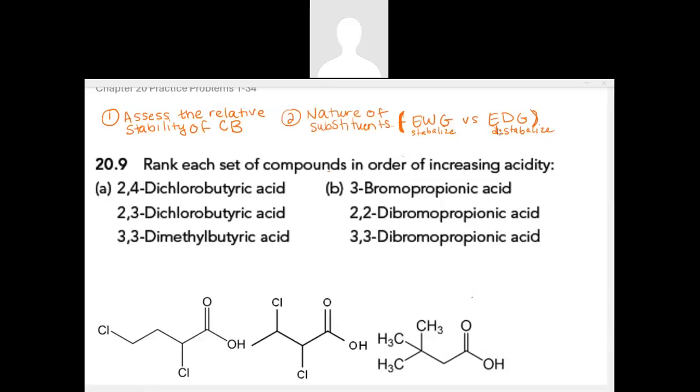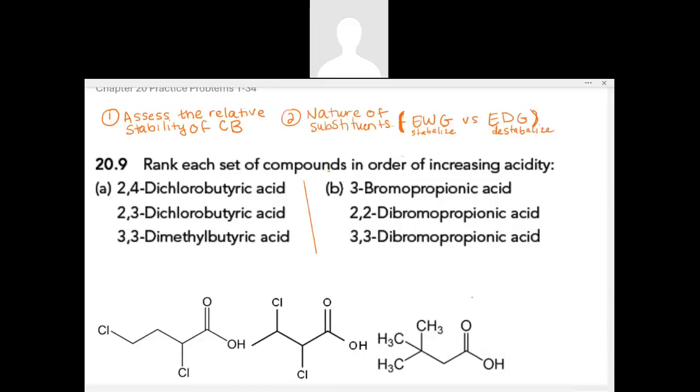In problem 9 from chapter 20, we are asked to rank each set of compounds in order of increasing acidity. So we'll divide this into two parts here. First we'll start with the compounds that are listed in group A.